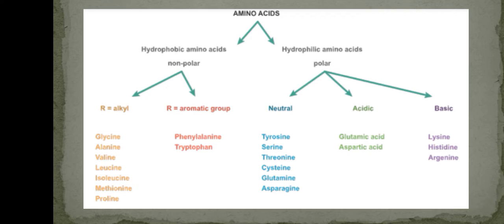phenylalanine, tryptophan, and the hydrophilic amino acids. They are polar, and polar has three types: basic, acidic, and neutral. First, neutral: tyrosine, serine, threonine, cysteine, glutamine, asparagine. Acidic: glutamic acid and aspartic acid. And basic: lysine, histidine, arginine.